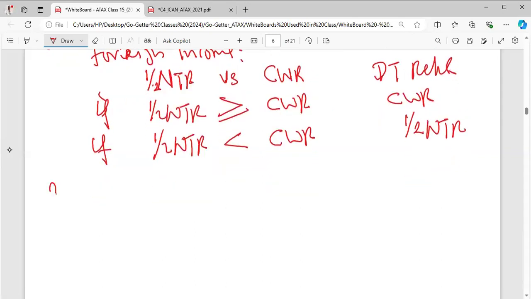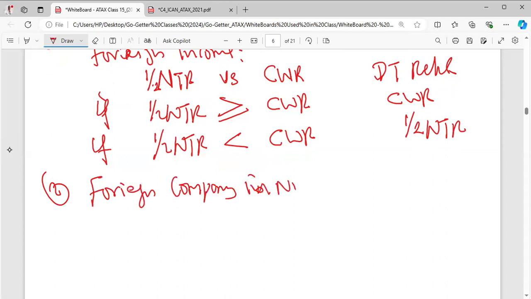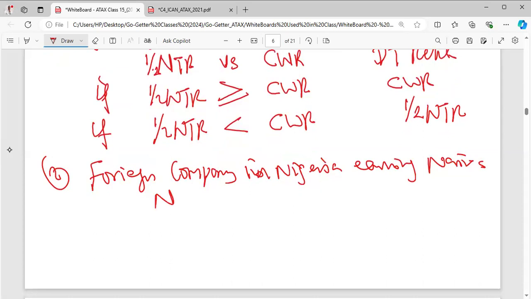Two, foreign company in Nigeria earning naira. So what we'll do now is we'll start with Nigerian tax rate versus Commonwealth rate. Take note of the difference. And this is your DT relief.